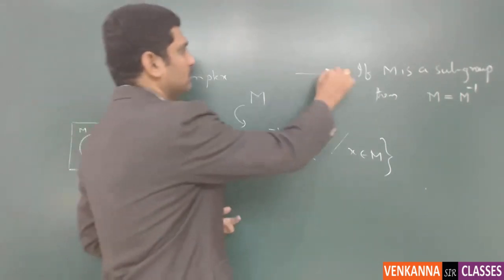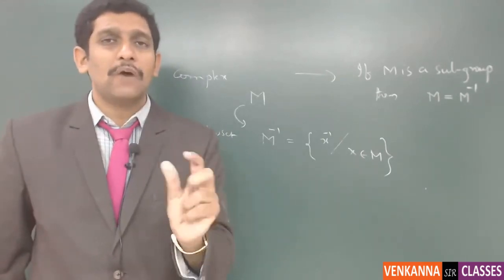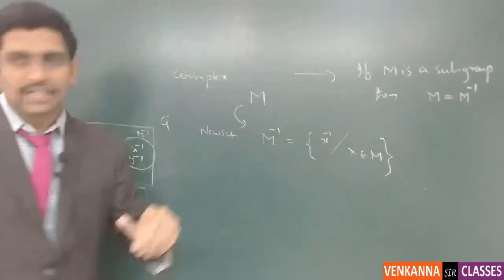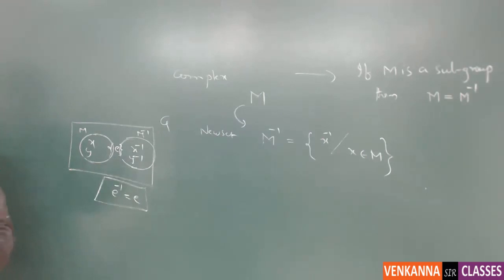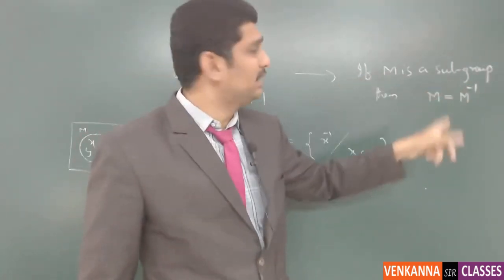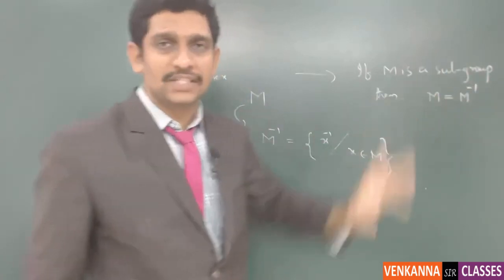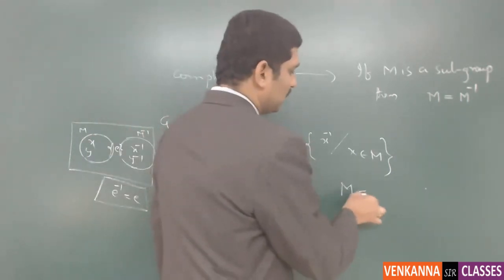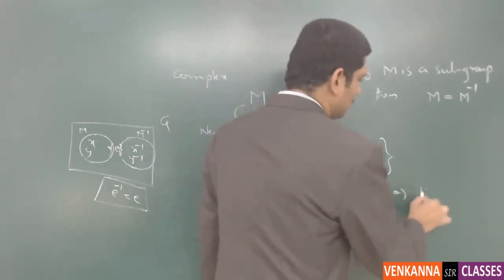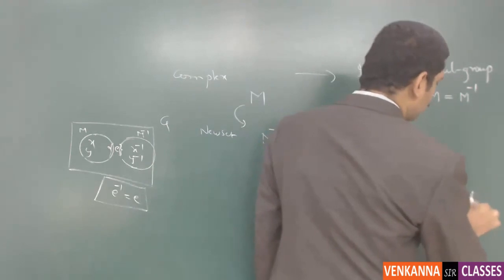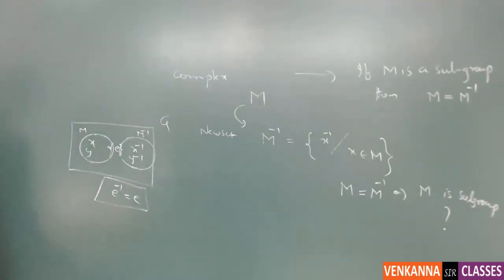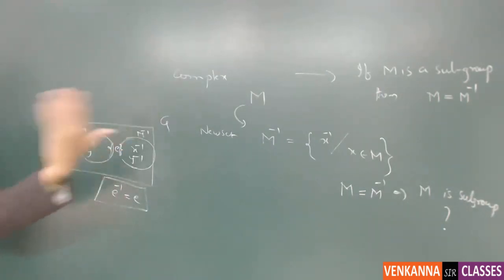So the property is, if the set you have taken is a subgroup, then these two sets will become equal. M is equal to M inverse. If you use the symbol H, if H is a subgroup, then H equals H inverse. Right? And the converse is not true. That means if the two sets are equal, then M need not be a subgroup. You will get a question. So one part is clear, the other one is not correct.